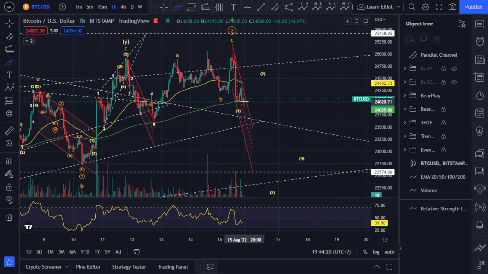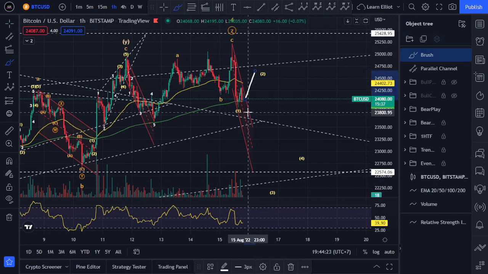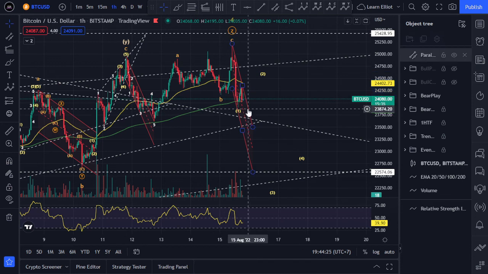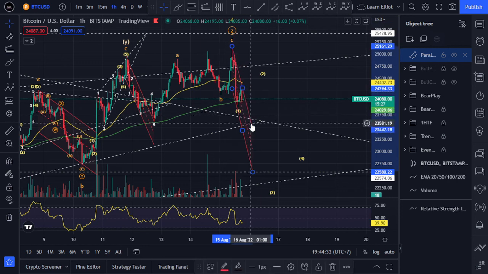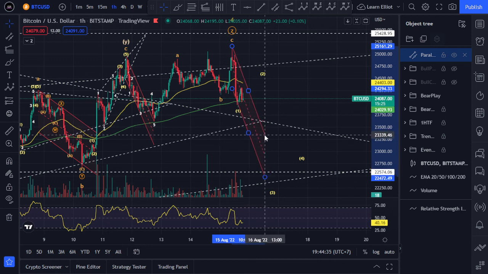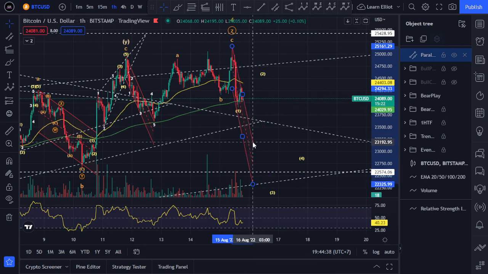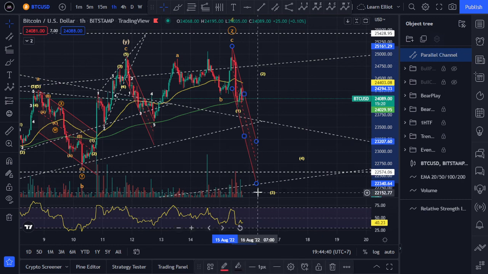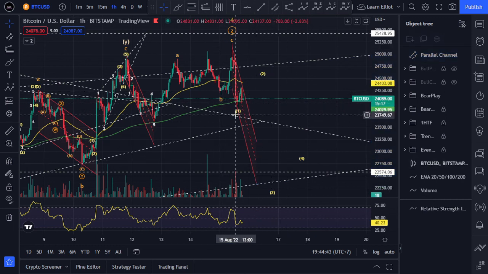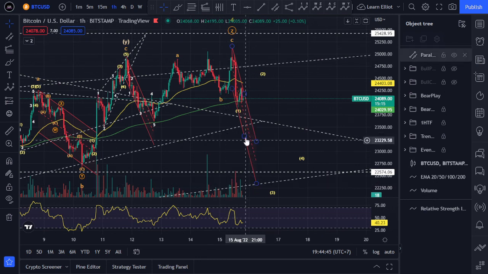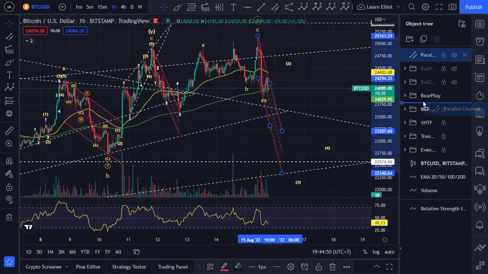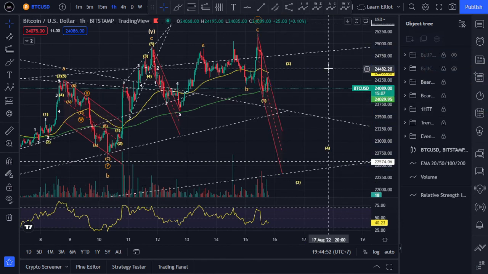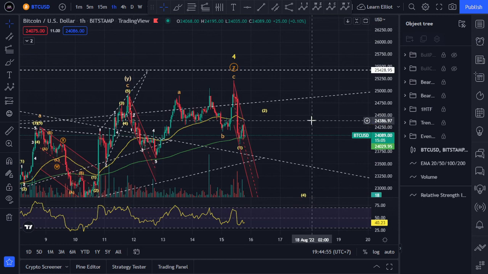At least if it's able to break this parallel channel, we can still edit like this. So if it actually breaks it, we can still move it like this. So it depends. But from this parallel channel here, what I see is the price moving down. So something like that might be able to play, if you know what I mean.